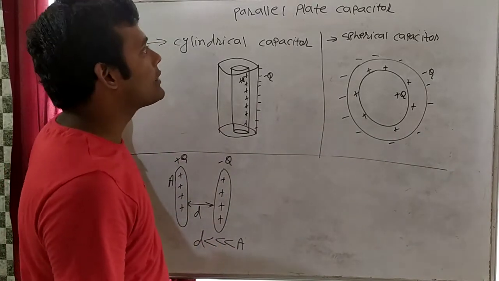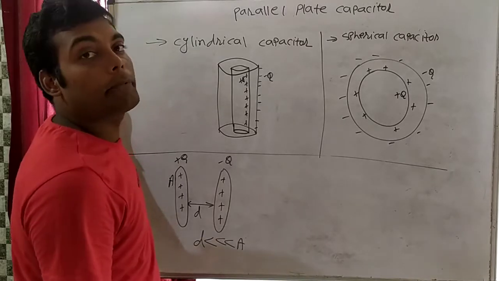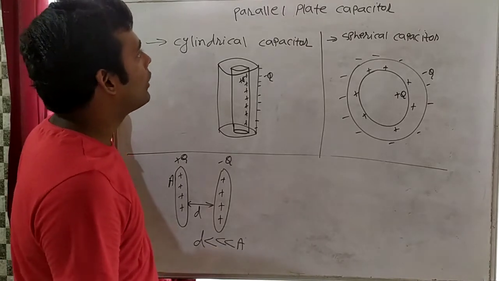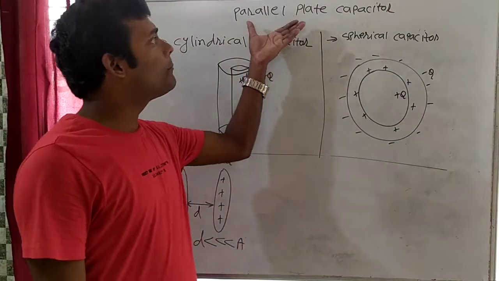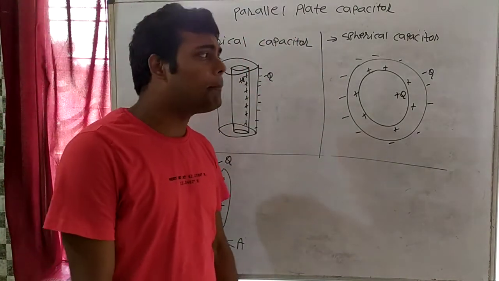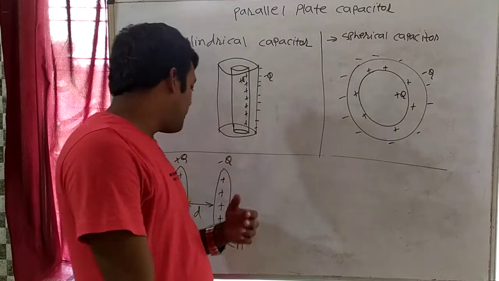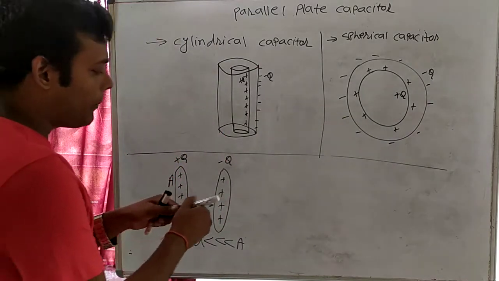Today I will discuss first different types of capacitor. What are the different types of capacitor? In the capacitor, mainly we will understand parallel plate capacitor. Parallel plate capacitor means two plates will be parallel to each other.